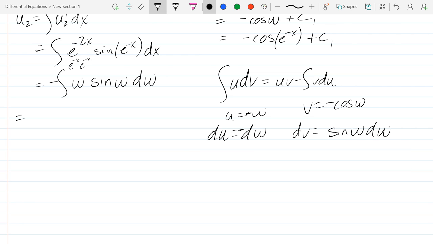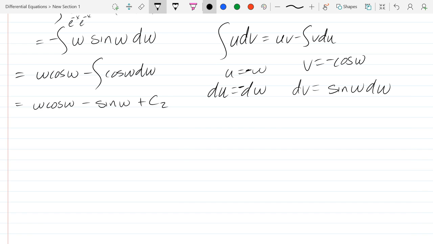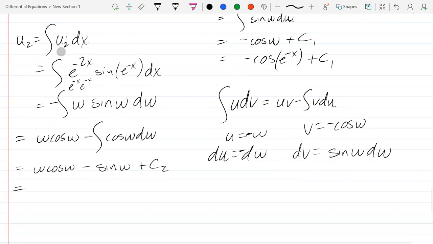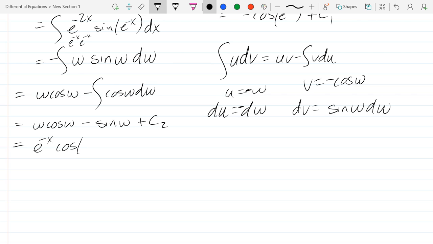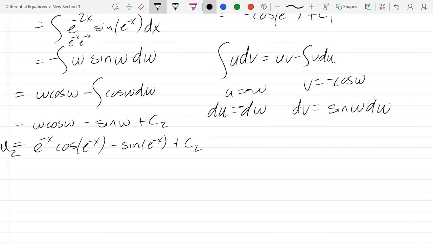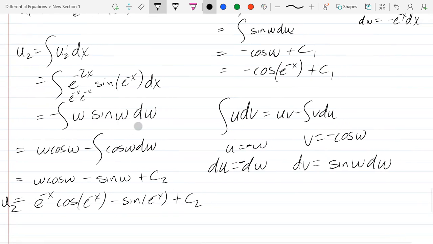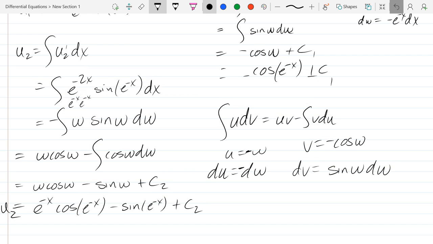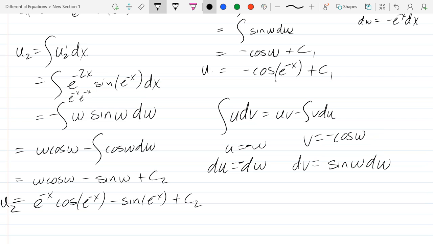So uv is w cos w minus integral v du. So those two negatives will cancel. Cos w dw. And then unsub. So that's u2. So we got u1 above, oh no. u1 is up there, u2 is down here.